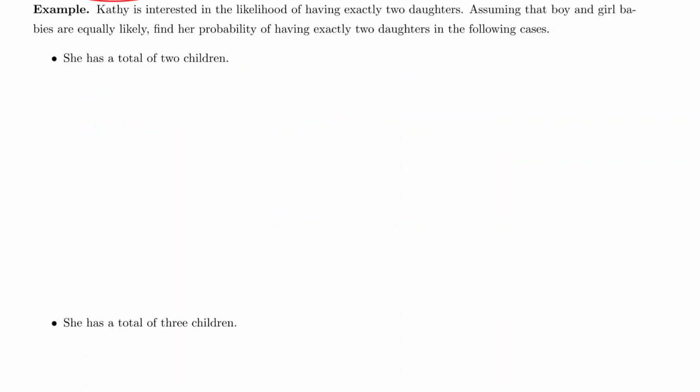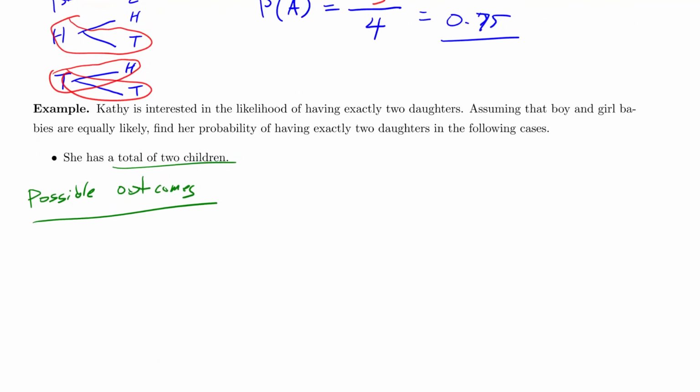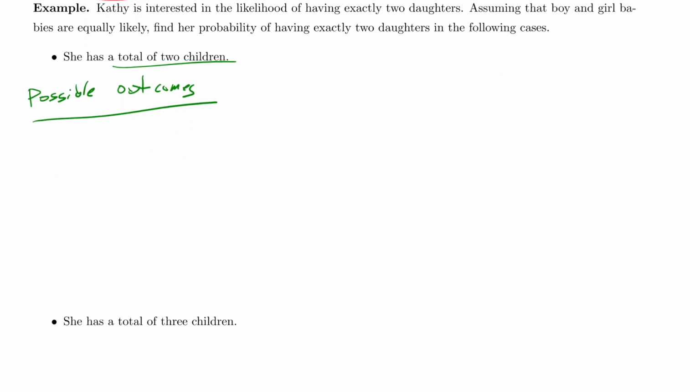Let's look at this example. Kathy is interested in the likelihood of having exactly 2 daughters. Assuming that boy and girl babies are equally likely, find her probability of having exactly 2 daughters in the following cases. So let's say she has a total of 2 children, or wants 2 children. So again, we list all the possible outcomes. The reason we're listing them is because we need to know how many there are. So we just count them. We could use a tree style of counting it. We can also list them.